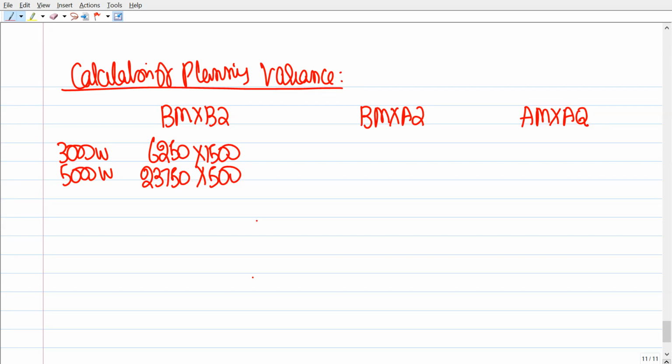Any doubts on this? Budgeted margin into budgeted quantity. Budget refers to original budget, actual refers to new budget. I'll use the word new, not the revised. We'll use the word new budget. Now listen, I'll take you through. As I say, you keep noting down. Any doubts till now? When it comes to this BM, I copy paste.